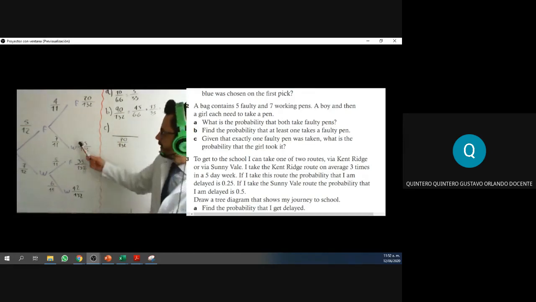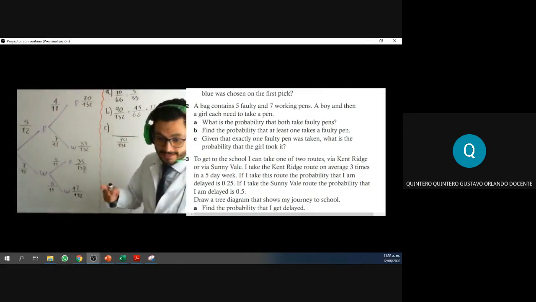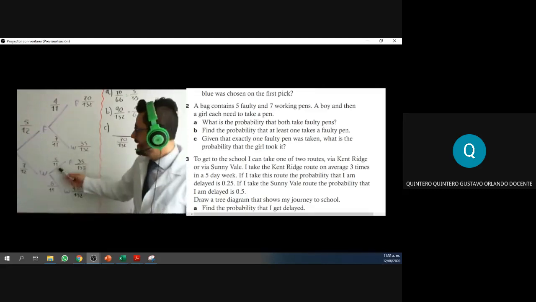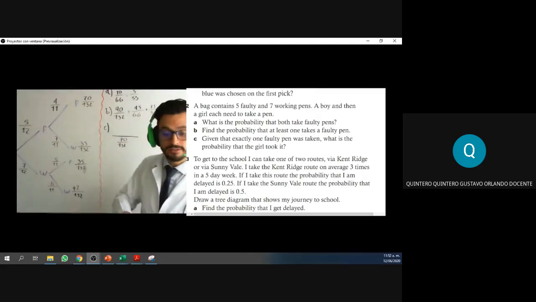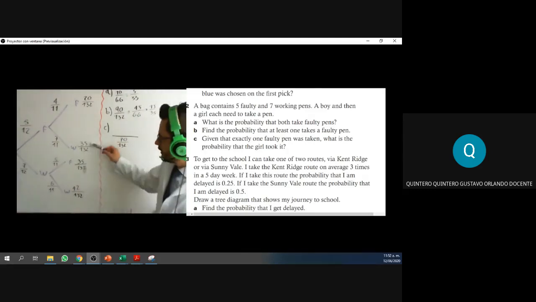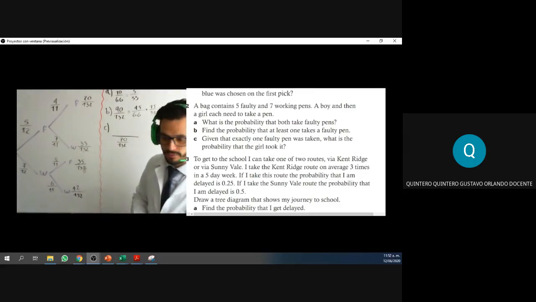This is a perfectly good combination for exactly one faulty, and this also is a perfectly good combination for exactly one faulty, meaning the probability is the addition of both.